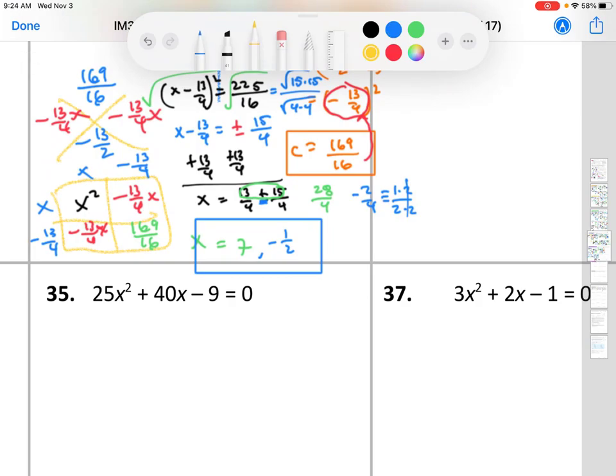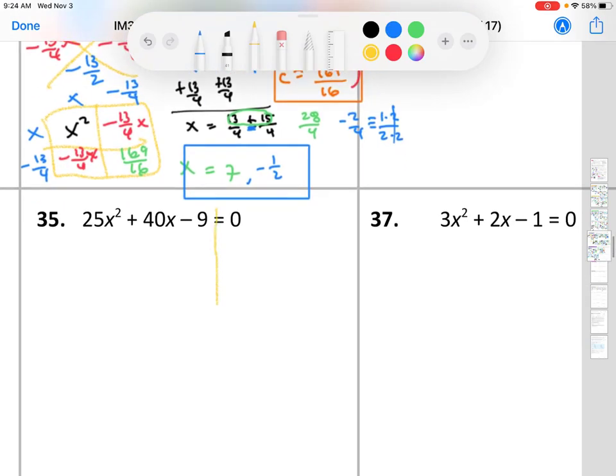Okay, number 25. You can't use the factoring here. You're going to have to use the square root method, and we're going to get rid of the a value. We don't want it to be bigger than 1. We want it to be 1, so I'm going to divide this whole thing by 25. So this will become just x squared.